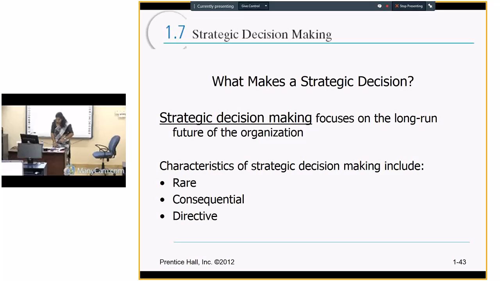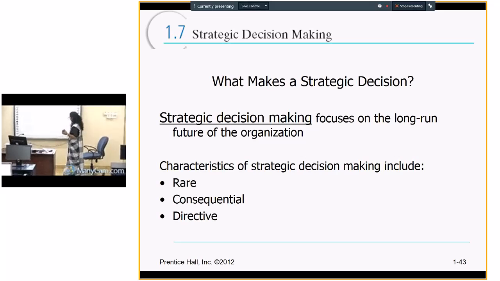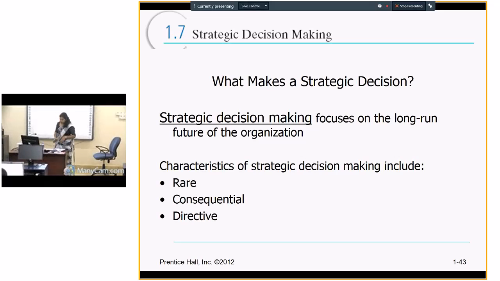Yes, when it comes to strategic decisions, as we discussed, strategic decisions always look at the long term, the long-run future of the organization. So there are certain characteristics of the strategic decision making process. The first one is what? The strategic decisions are rare. What do you mean by rare?